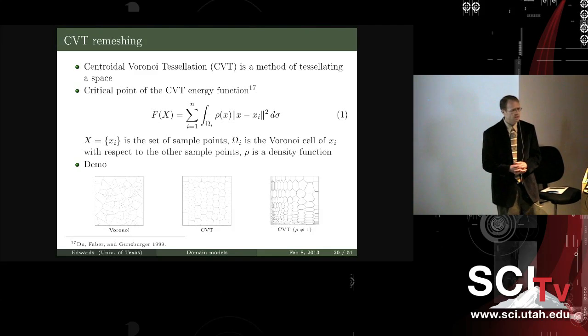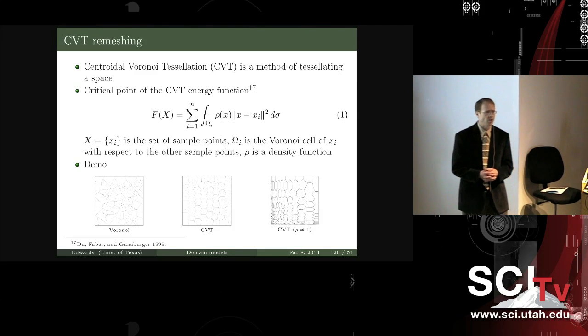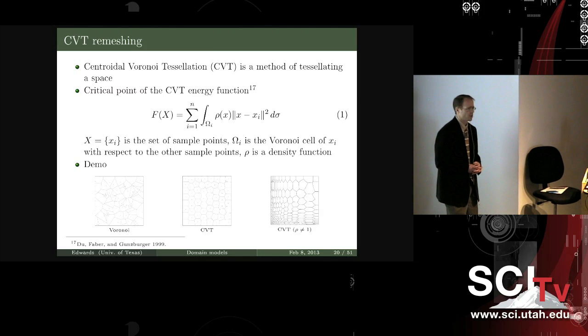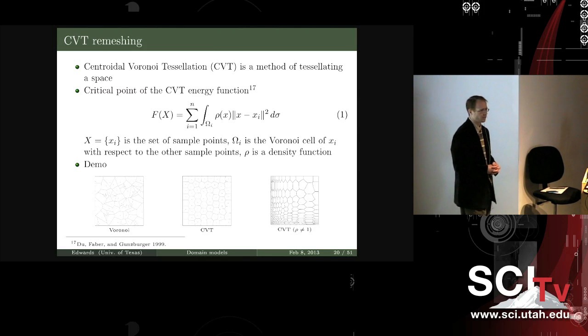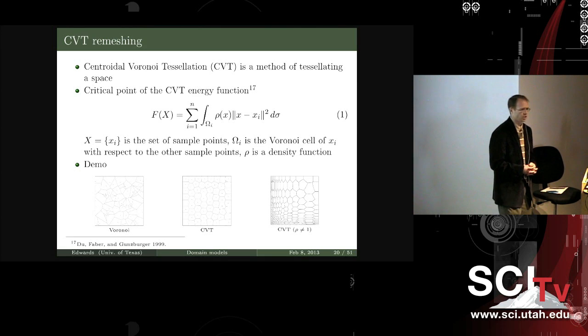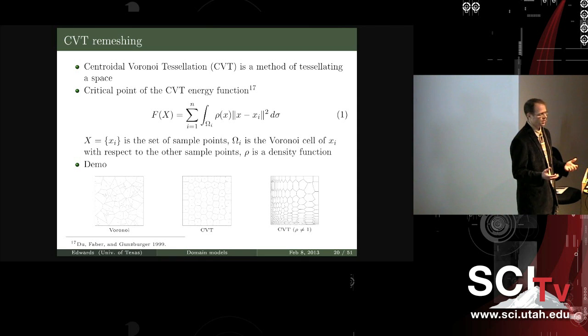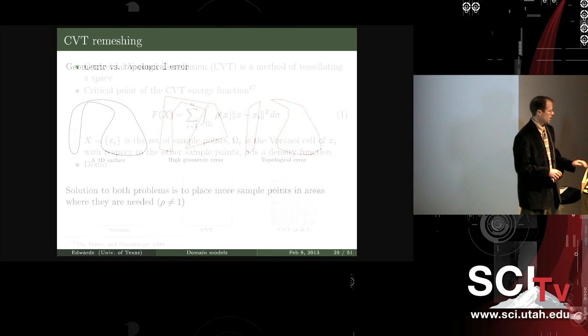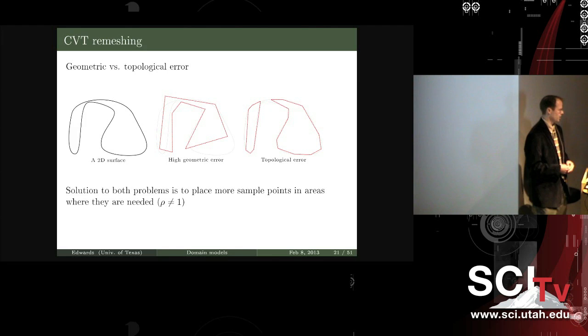On the bottom right, you see the results from a non-uniform CVT run, where our density function, or rho, in the energy function is not necessarily 1, where you're weighting the error according to some property of the data. So in our case, well, I'll go to that in a minute.